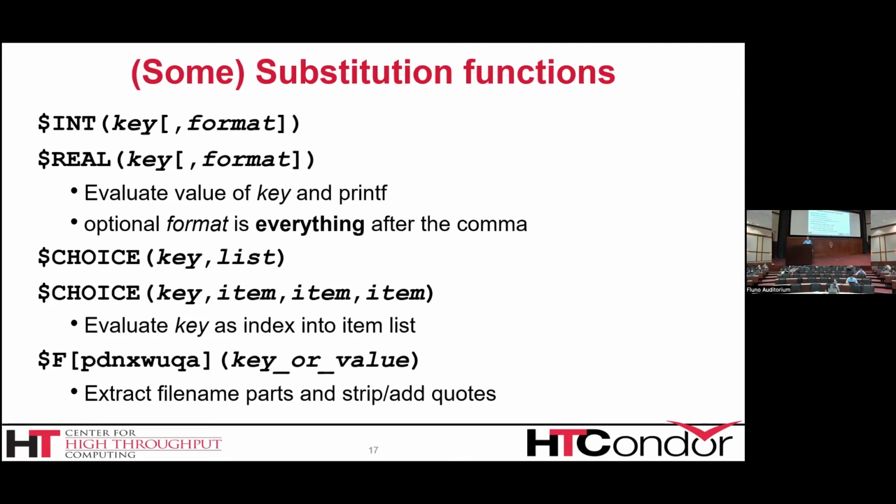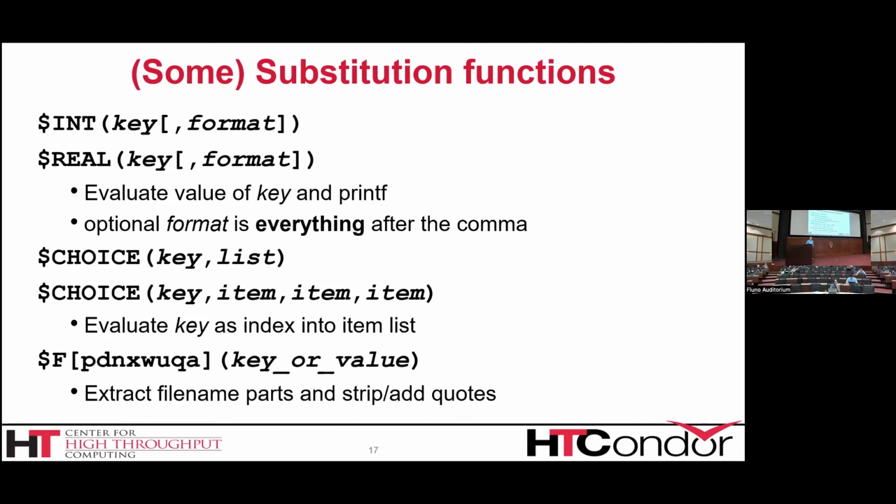Keep in mind that the format specifier includes things other than %d. You can have constant text here. And so everything after the comma constitutes the format specifier. The same for $REAL, except real is expecting floating point numbers. $CHOICE is interesting. It evaluates the key, hoping to get back a number, and then uses that as an index into the second argument. If the second argument is a single argument, it assumes that that is a list. If there are more than two arguments, then it assumes that these extra arguments constitute the list.